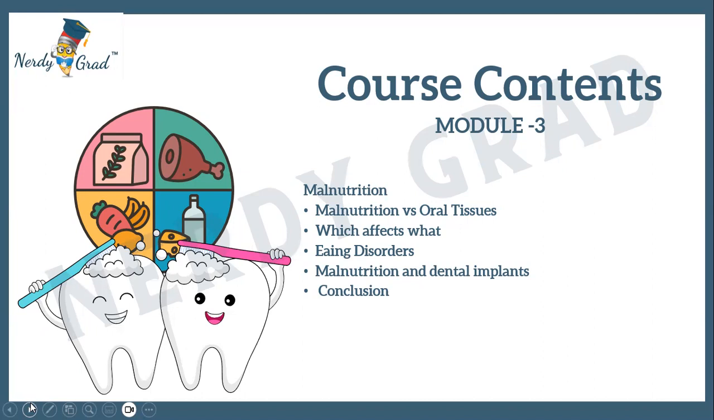And eating disorders, because a lot of people have other eating disorders. And malnutrition can also be because of dental implants. Because of a lot of dental implants, people will not be able to eat normally. So how are we going to deal with those conditions? And a general conclusion on this topic.